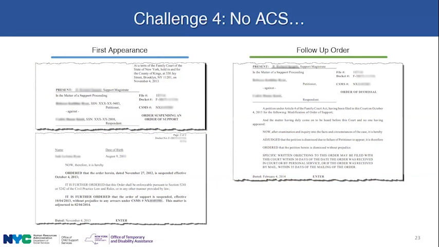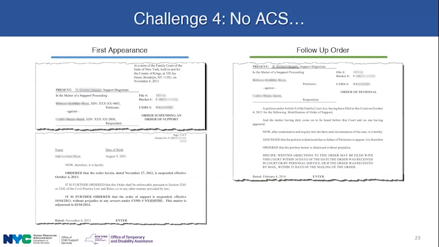Okay, the next challenge, challenge 4, is no ACS versus ACS. So really quickly, ACS stands for Account Creation Summary. It's the primary document that is used by us at SCU to update an account with a court order. And only orders with financial information will generate an ACS. So there are many documents that do not generate an ACS.